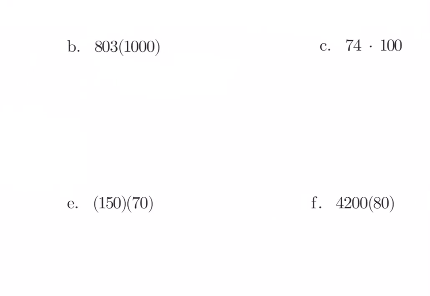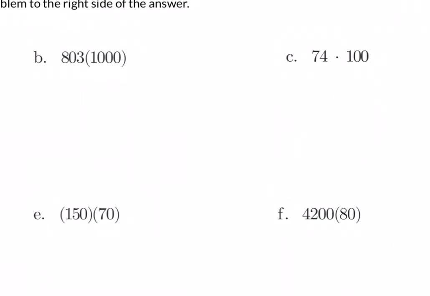Same thing for example B. When I set this up, I'm going to set this up as 803. I'm going to put my 1 under the 3. And I'm just going to keep track of my zeros to the right of that. 1 times 3 is 3. 1 times 0 is 0. 1 times 8 is 8. And then I bring down my zeros that I have kept on the right side. And we get 803,000.